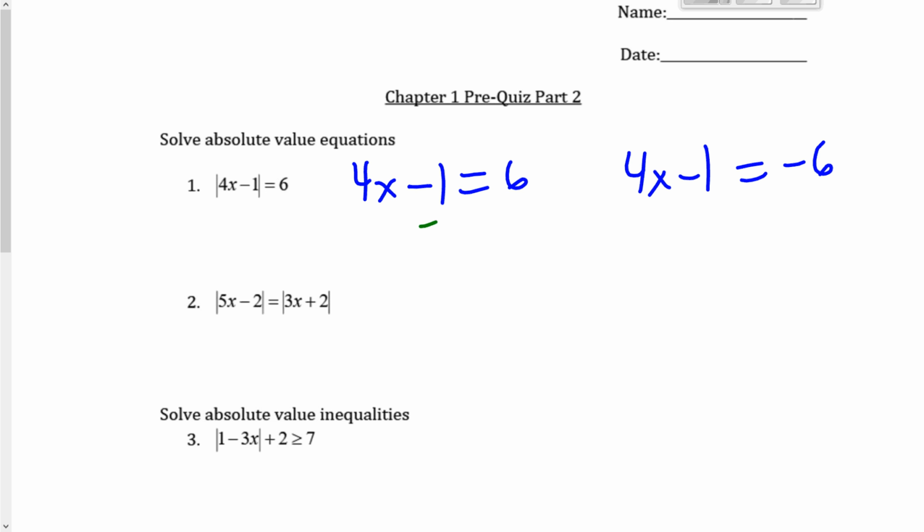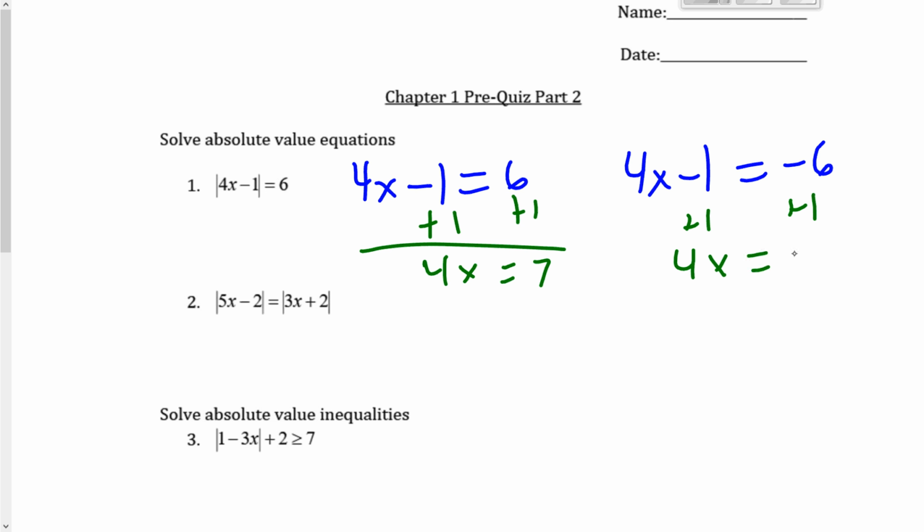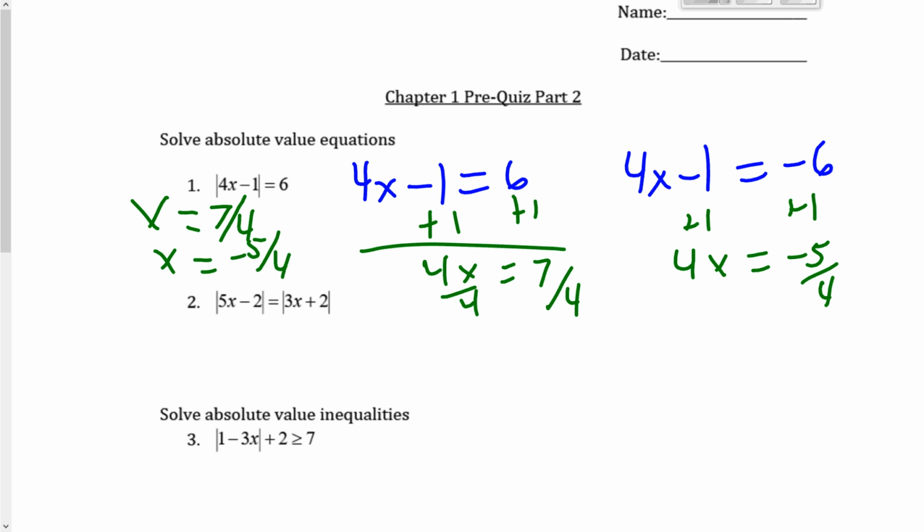So for both of these you would add 1 to both sides. 4x equals 7 and 4x equals negative 5. Divide by 4, there's one answer. Divide by 4, there's another. So x is equal to 7/4 and x is equal to negative 5/4. Since it's an equation, they're the two answers.